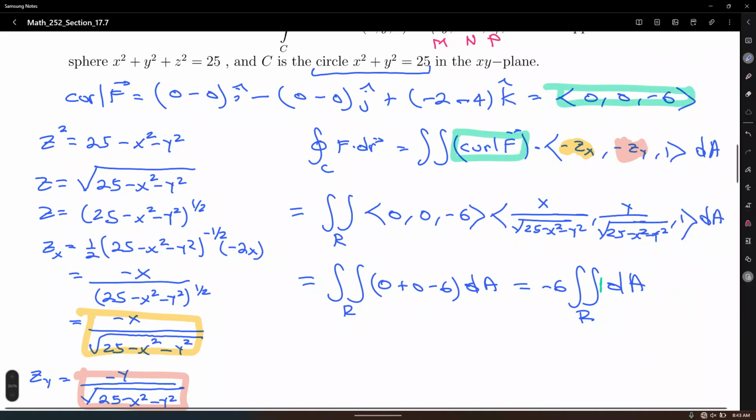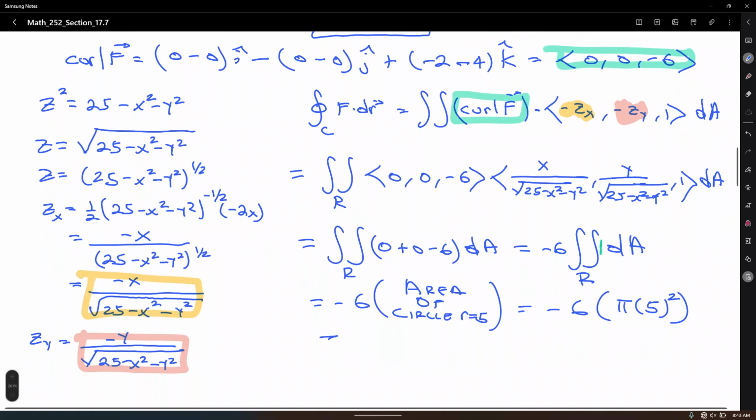So this is going to be negative 6 times the area of the circle with radius equal to 5. Come on, negative 6 times pi times 5 squared. Okay. So 5 squared, 25. 25 times negative 6, negative 150 pi. So that's our result.